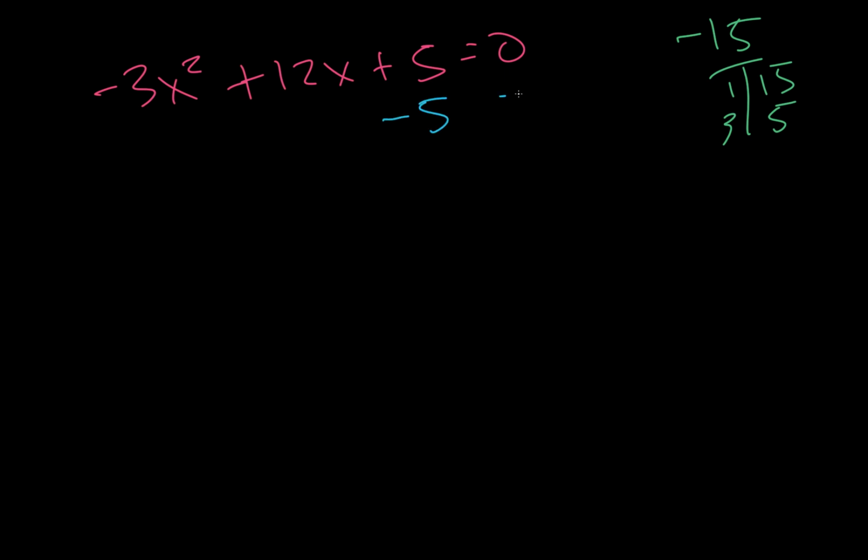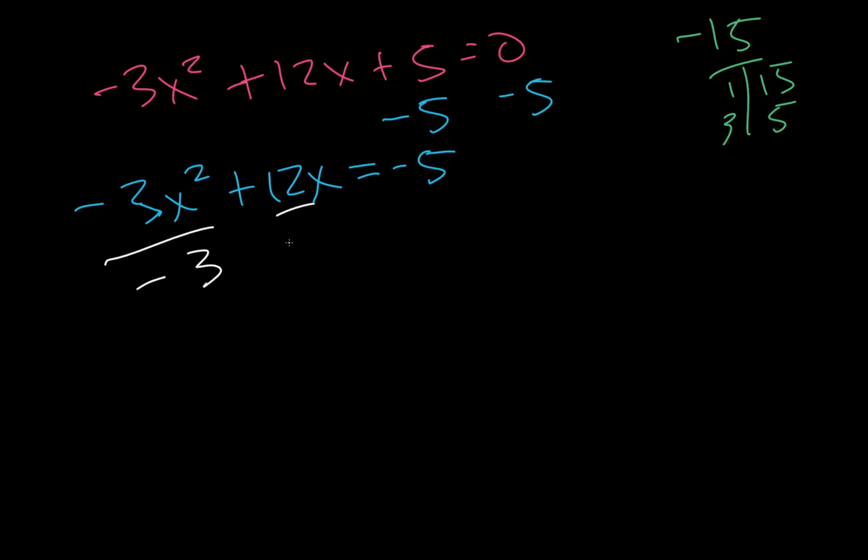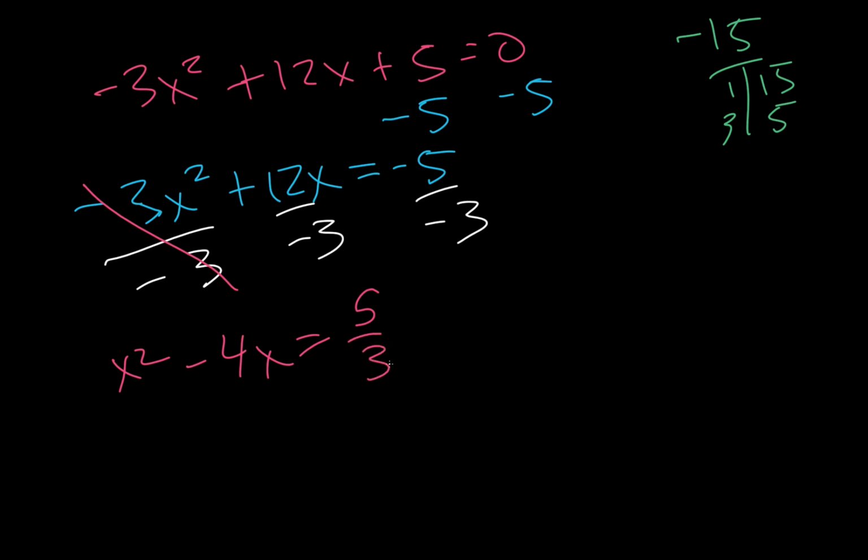So we subtract 5. Plus 12x equals -5. Now in this one, we have to divide everything by the leading coefficient. So that's the number that's in front of x squared. Okay, so these cancel. We're left with x squared. 12 divided by -3 would be -4x. Negatives will cancel here, but we're still left with a fraction of 5/3.